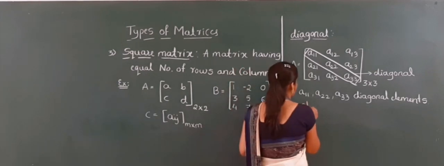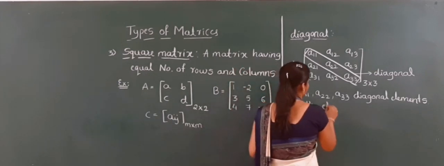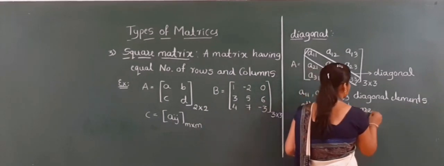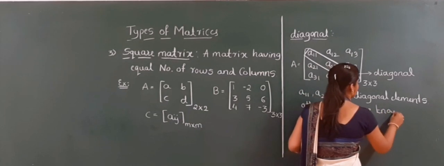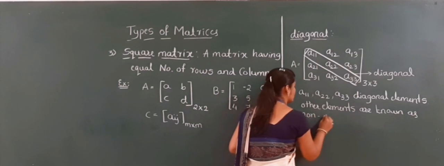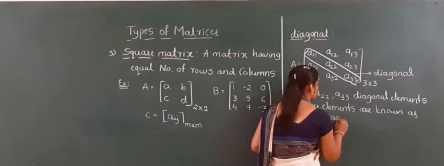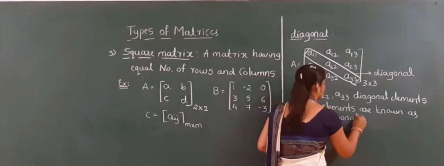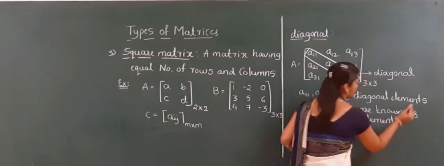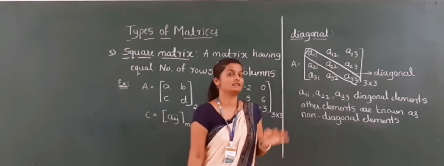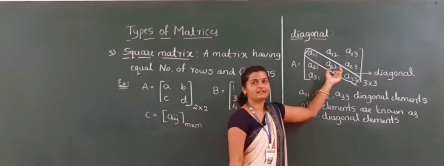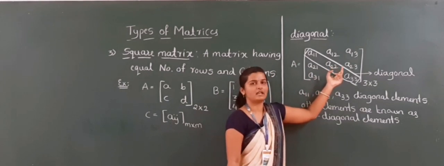So, other elements are known as non-diagonal elements. Okay? So, the elements which are present in the diagonal are diagonal elements, and the elements other than diagonal are known as non-diagonal elements.